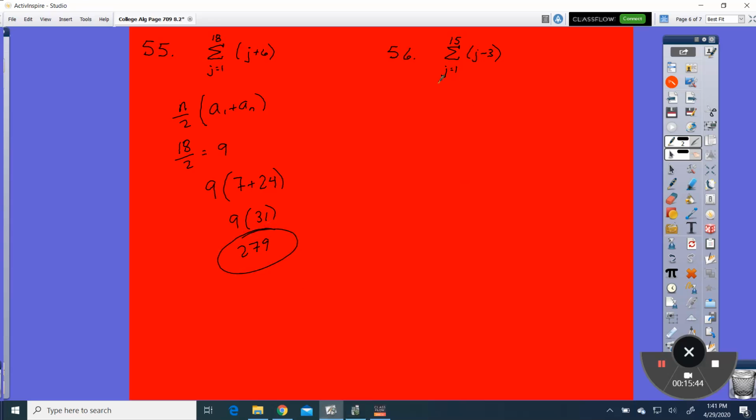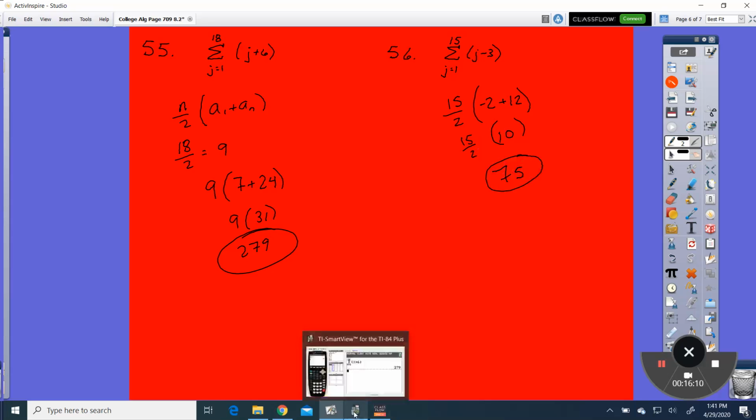Okay. So on this next one, I can do the same thing. 1 to 15 is 15 terms. The first term is 1 minus 3, which is negative 2. The last term is 15 minus 3, which is 12. So 12 minus 2 is 10 times 15 over 2. So that's 150. Cut it in half is 75.